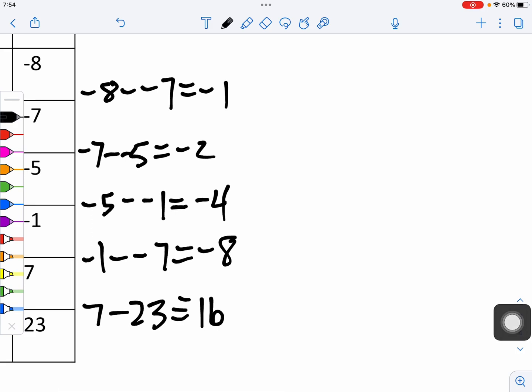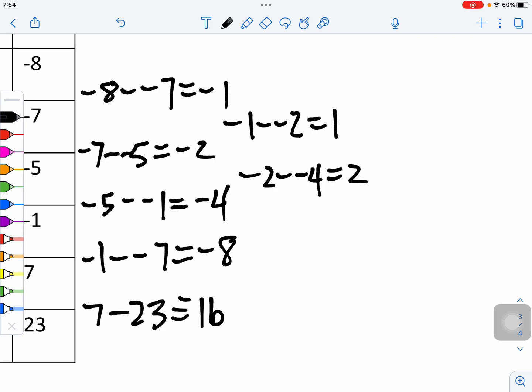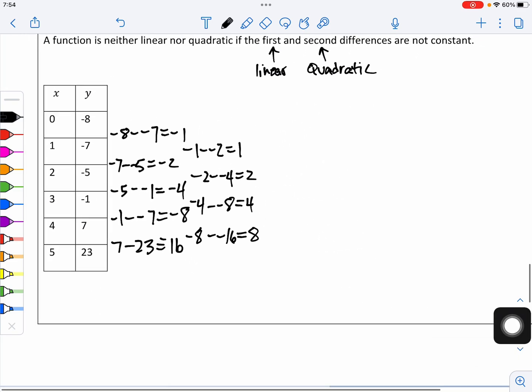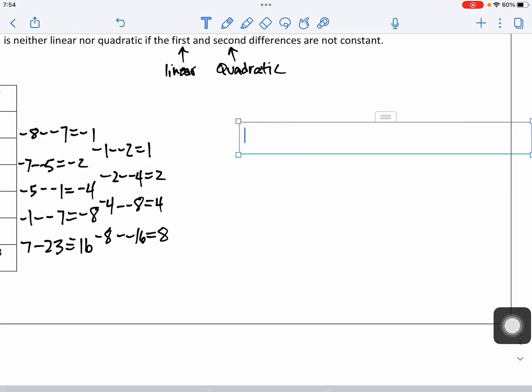So I'll take the differences one more time. -1 minus -2 is equal to 1. -2 minus -4 equals 2. -4 minus -8 is 4. And -8 minus -16 is 8. So first differences, not constant. Second differences, also not constant, which means that this function is neither linear nor quadratic.